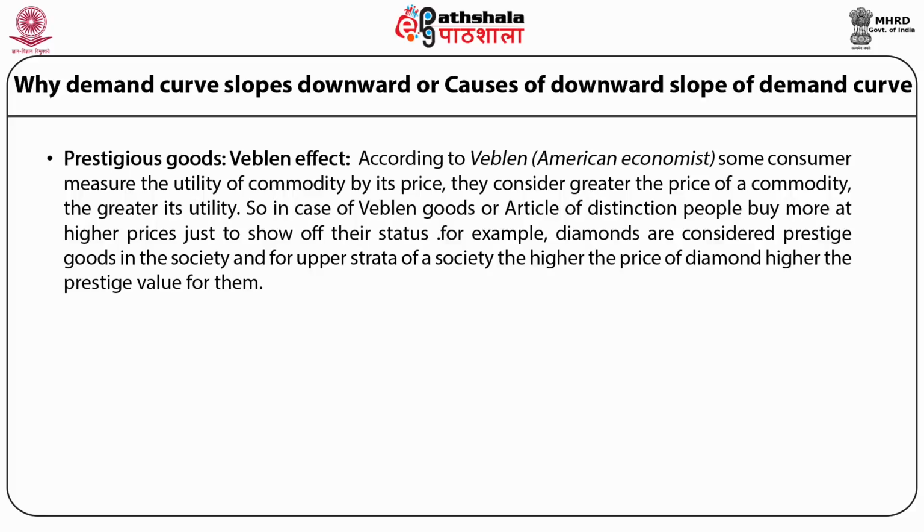So, in case of Veblen goods or articles of distinction, people buy more at higher prices just to show off their status. For example, diamonds are considered prestigious goods in society, and for the upper strata of society, the higher the price of diamonds, the higher the prestige value for them.